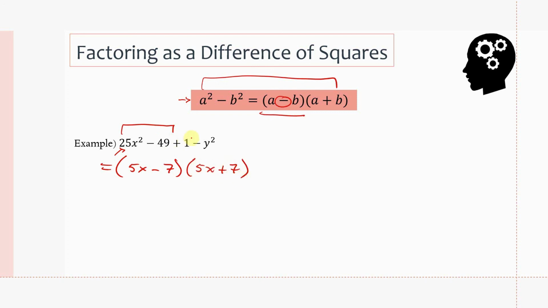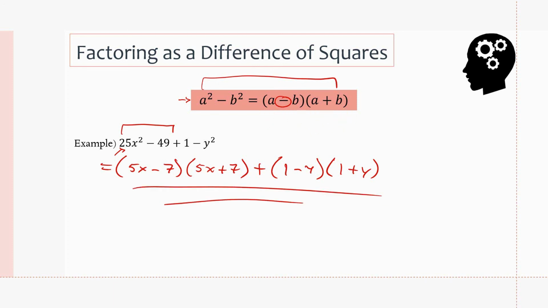And then we can do these two. So we can say plus, square root of 1 is just 1. Square root of y squared is y. And then we can say 1 plus y, right? Just putting it in this form. And we just do the square root of the first number minus the square root of the second number, and then the square root of the first number plus the square root of the second number. It's very simple. And that's pretty much your final answer.